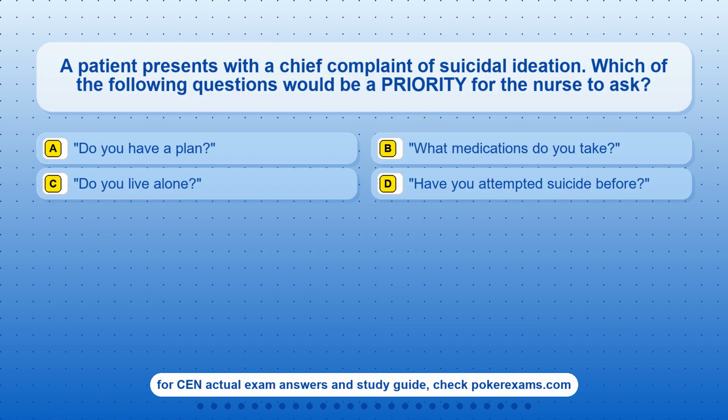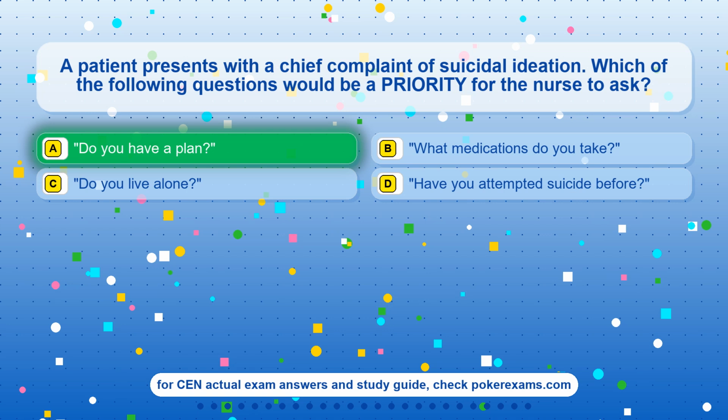Question 20. A patient presents with a chief complaint of suicidal ideation. Which of the following questions would be a priority for the nurse to ask? Option A, do you have a plan? Option B, what medications do you take? Option C, do you live alone? Option D, have you attempted suicide before?